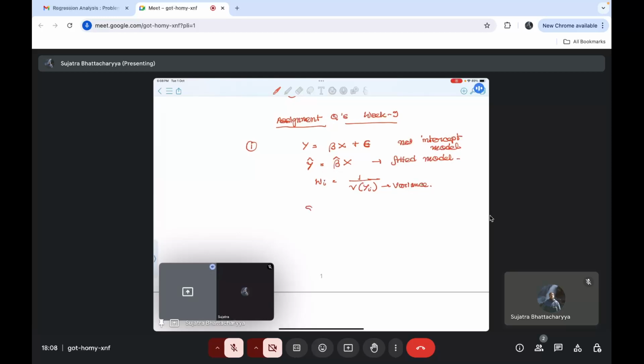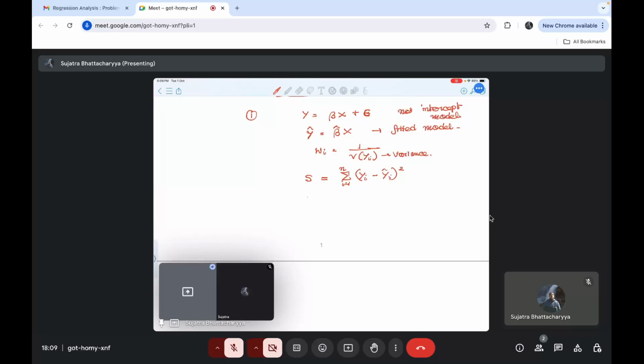So we will be starting with the S, which is the sum of the residual square, that is ei square. So what is that? It is yi minus yi hat whole square, because it is sum of square of residual, i is equal to 1 to n. Let us say that there are n observations because it's a generalized way. So S, we can further write it as just yi minus the fitted one, that is y hat. So it will be yi minus beta hat xi whole square. So this is your S.